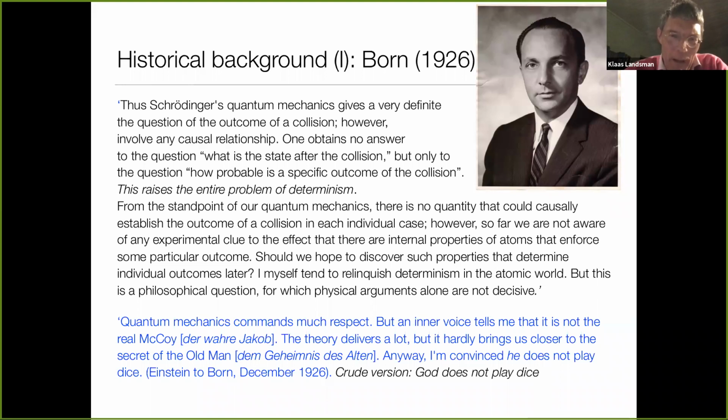And it is in reply to this paper, which was, I think, published in the fall of 1926, that Einstein wrote his letter to Born in December 1926 in the Christmas holiday, which contains, well, his most famous words almost: quantum mechanics commands much respect. But an inner voice tells me that it's not the real McCoy. He says, "der wahre Jakob." You can argue about the translation. The theory delivers a lot, but it hardly brings us closer to the secret of the old man. Anyway, I'm convinced he does not play dice.